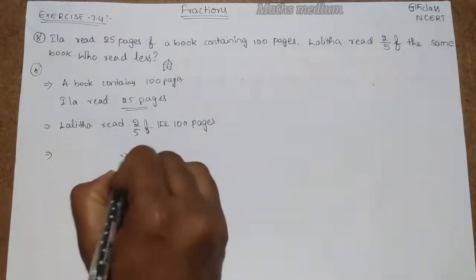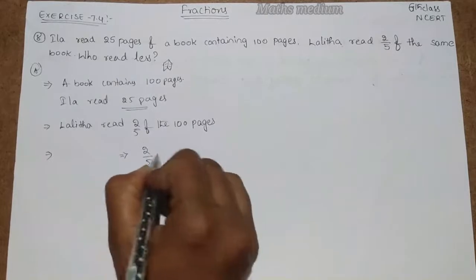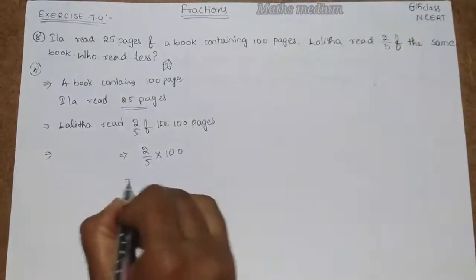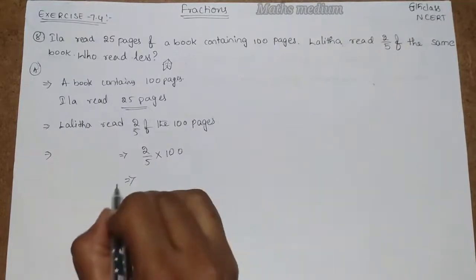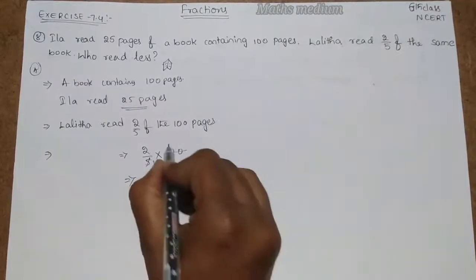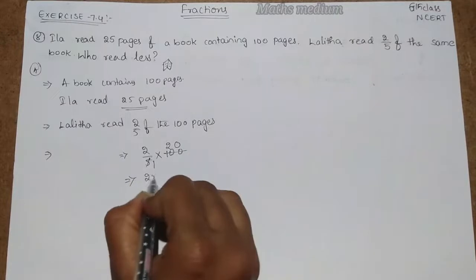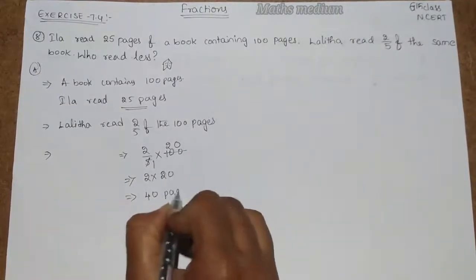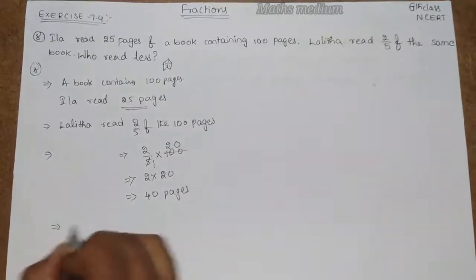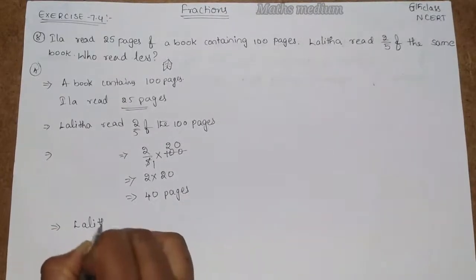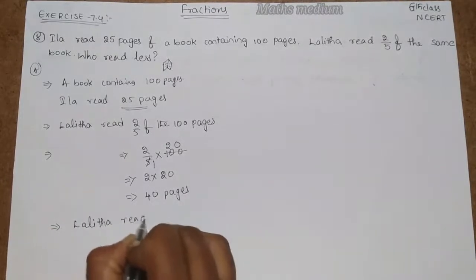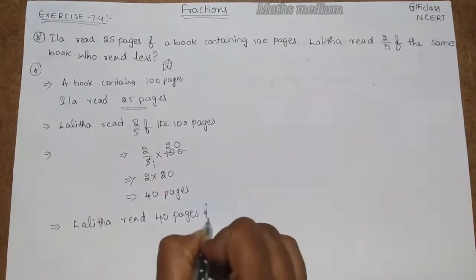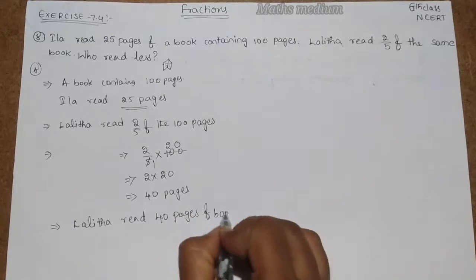So how are we going to denote this as 2 by 5? Of is nothing but into, and here it is 100 pages, right? So if you simplify this, you will get the number of pages. 5 ones are 5, 5 20s are 100. So 2 into 20, that is 40 pages. So the conclusion is Lalita read 40 pages of the book.